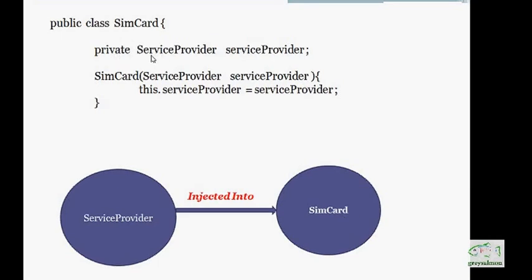Now it is having the reference for the service provider. Here we are not creating the object of the service provider in the class SIM card, but the service provider object will be injected into the SIM card. Like we can take an example. We have a SIM card. Now the service provider is injected into this SIM card at the creation time.